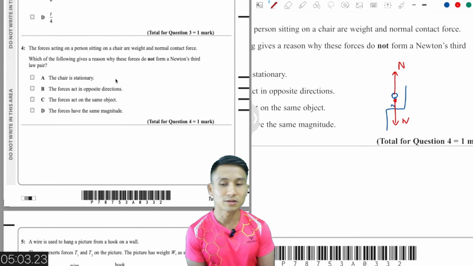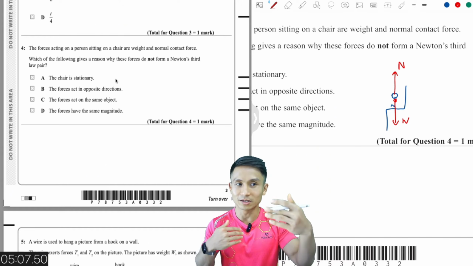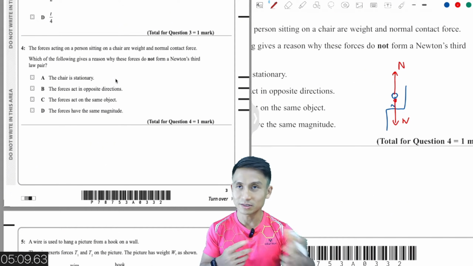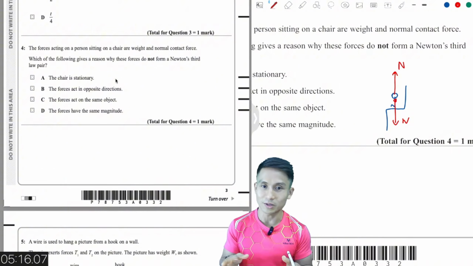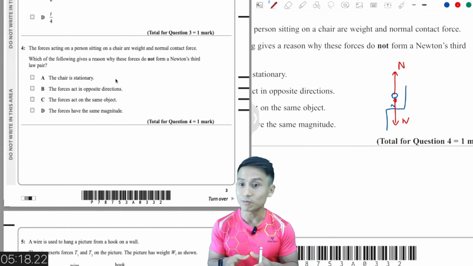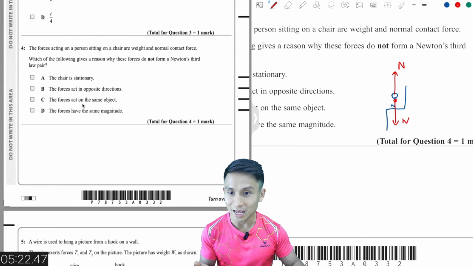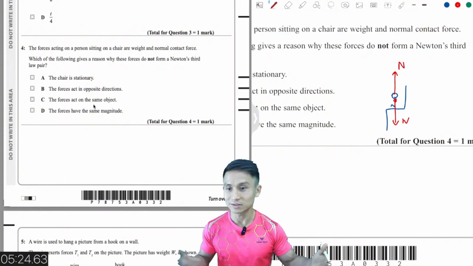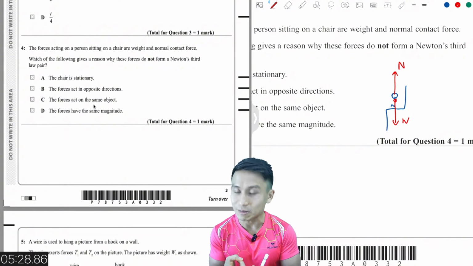Well, Newton's third law requires that you must have forces acting on different bodies. Yeah, this is the same body, right? These two forces are not a Newton's third law pair because they are on the same body. Okay, do we have that already? Because the forces act on the same body. Yeah, so that's C. And the other requirements would be forces of the same type.